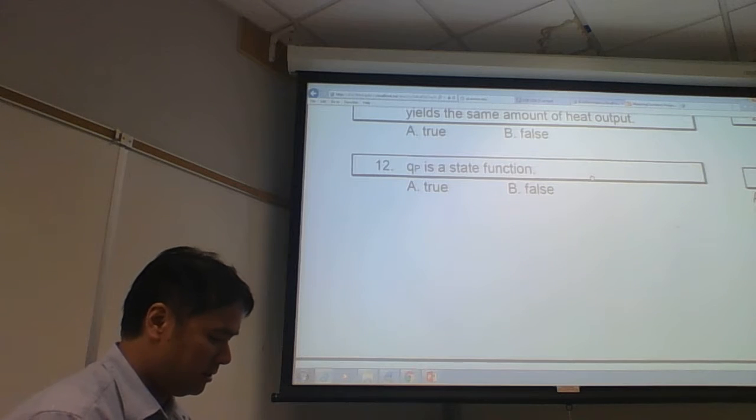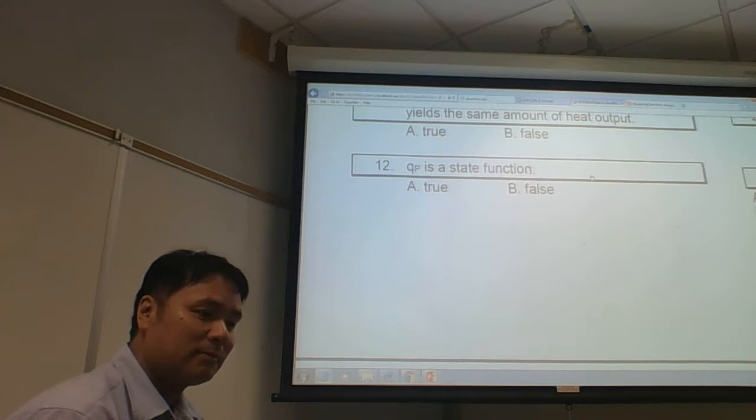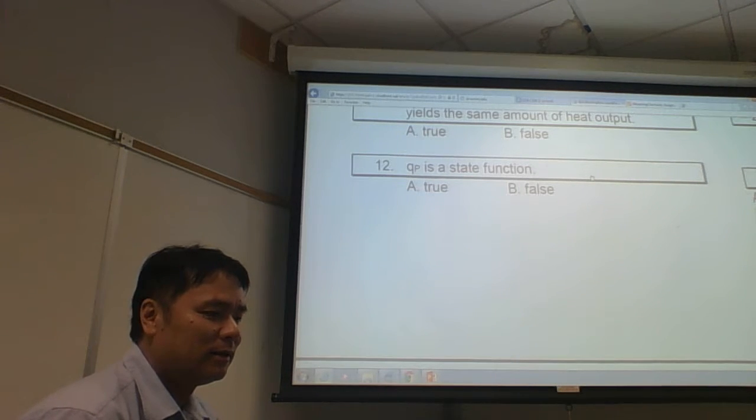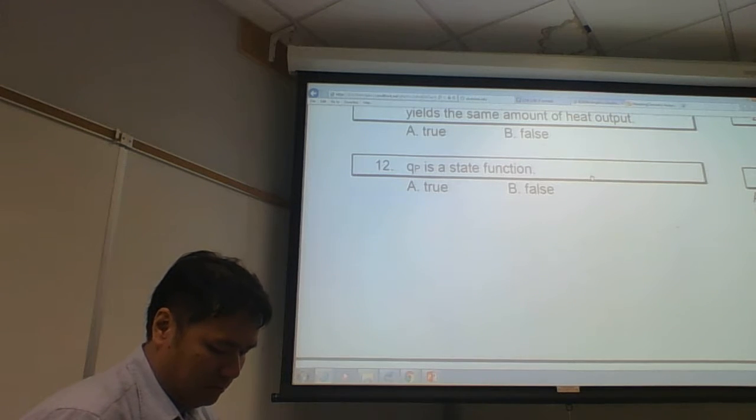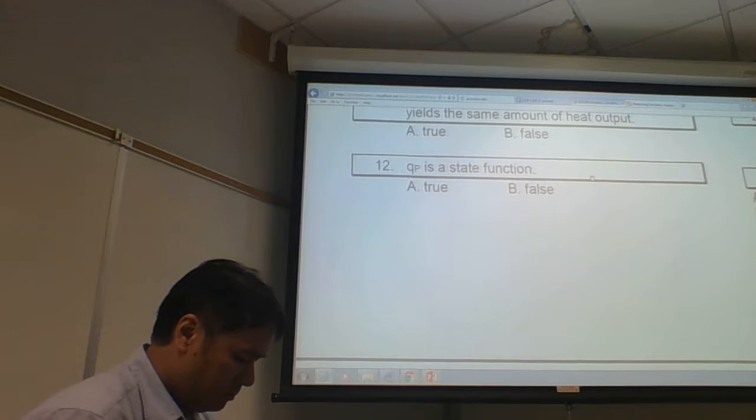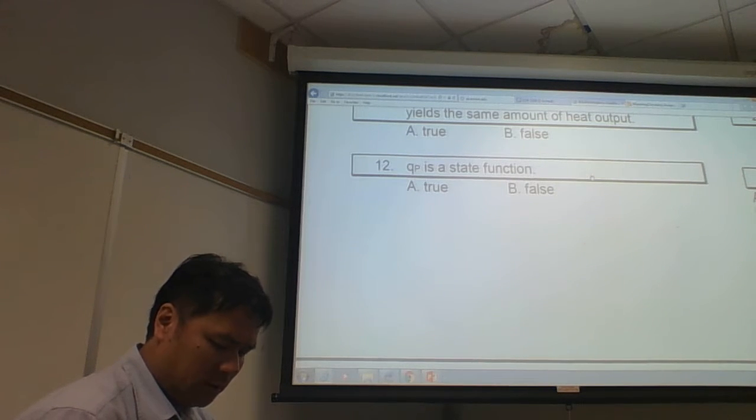Found my charger. Cable. I think this is mine.